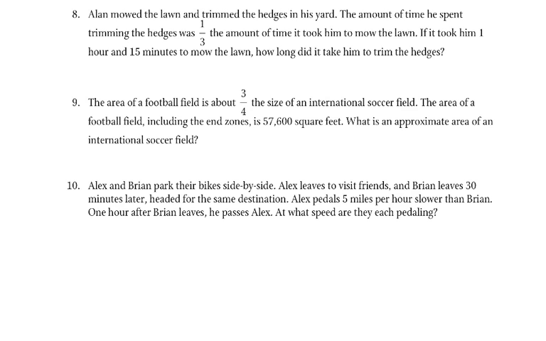Okay, number 9. The area of a football field is about 3/4 the size of an international soccer field. The area of a football field, including the end zone, is 57,600 square feet. What is the approximate area of an international soccer field? Okay, so we take that number, and it's 3/4 the size of an international soccer field. So the soccer field times 3/4 would be equal to that. There's our equation.